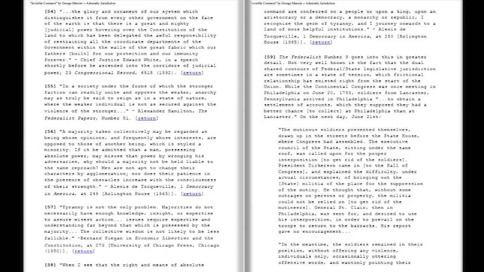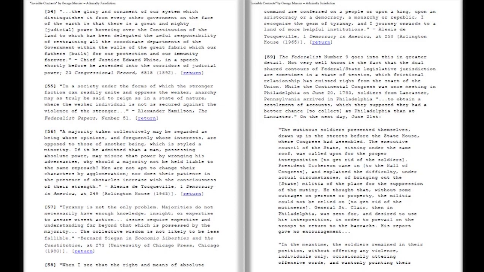1980. Return. 58. When I see that the right and means of absolute command are conferred on a people or upon a king, upon an aristocracy or a democracy, a monarchy or republic, I recognize the germ of tyranny, and I journey onwards to a land of more helpful institutions. Alexis de Tocqueville, Democracy in America, at 250, Arlington House, 1965.